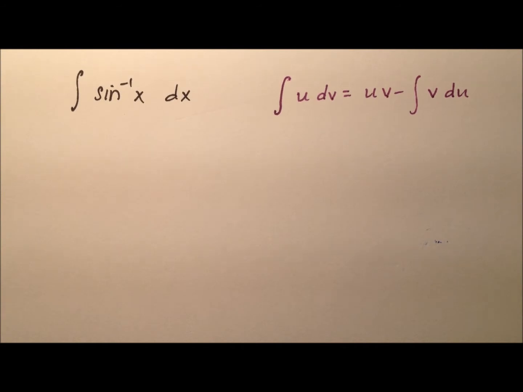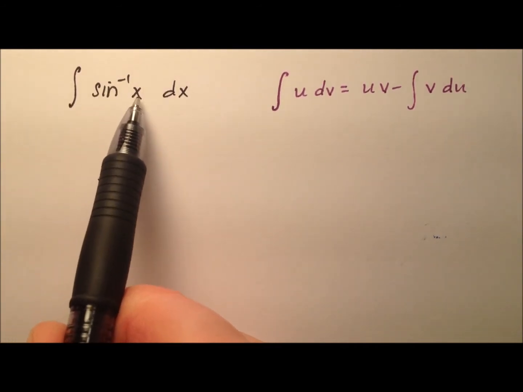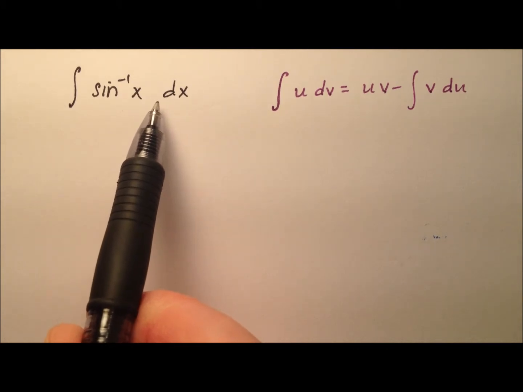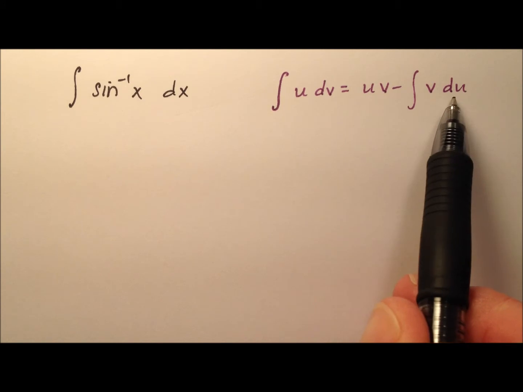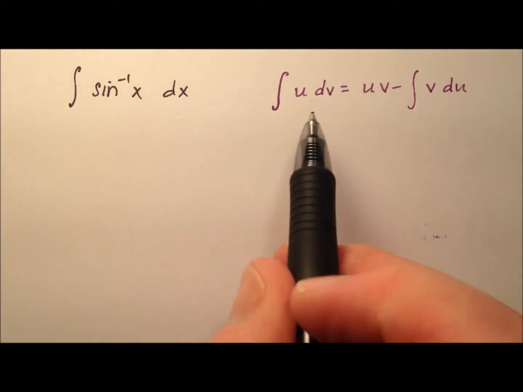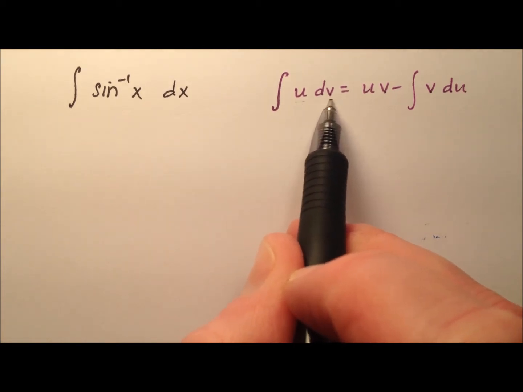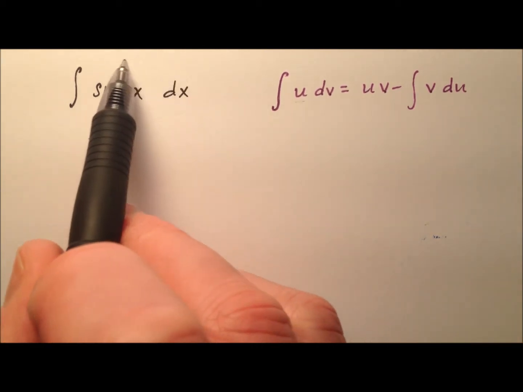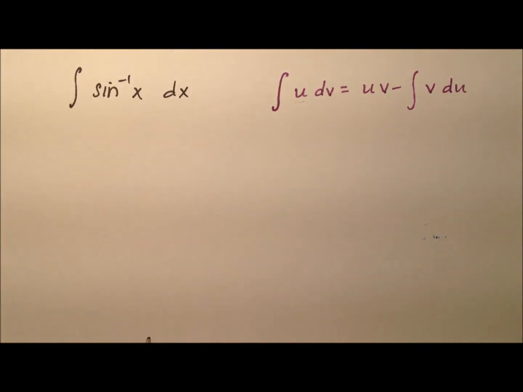In this video, I want to walk through finding the integral for the inverse sine of x with respect to x, and we're going to do so using integration by parts, and so I've written that formula over here on the right side. So to use integration by parts, it looks like we need to find a value for u and a value for dv. So we're going to take this integrand and split them up into those two parts.